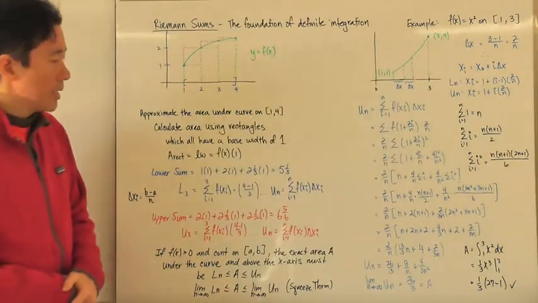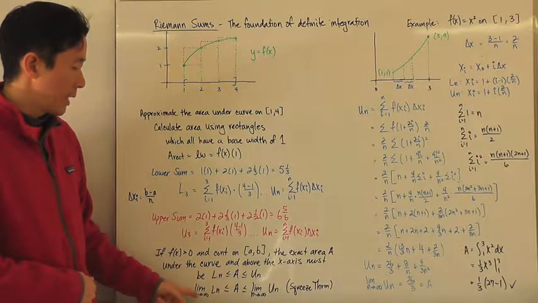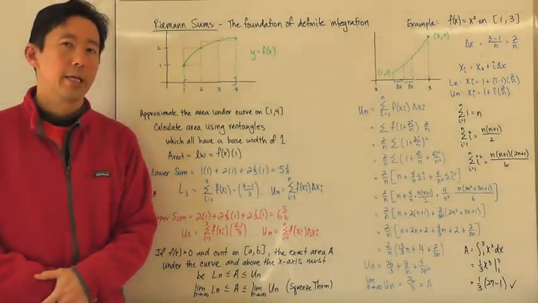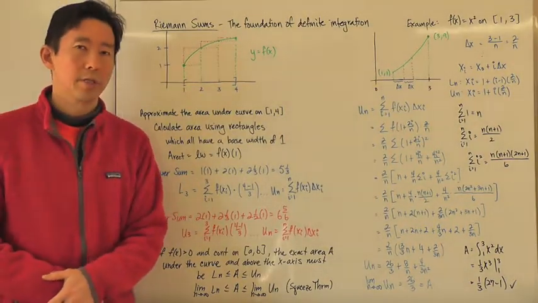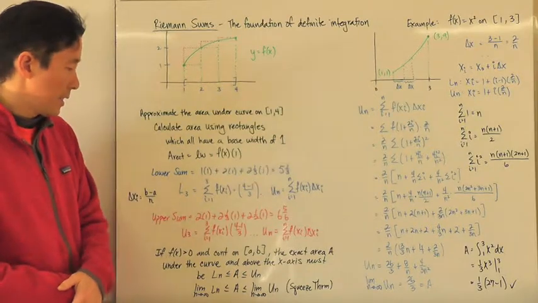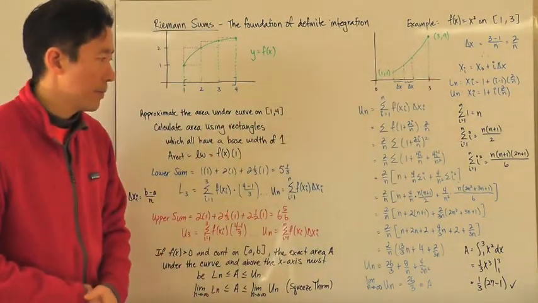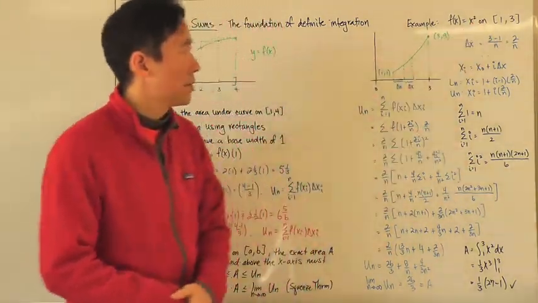So that's going to be a nice application of the squeeze theorem to help us determine that the lower sum and the upper sum will give us the exact area so long as the number of partitions goes to infinity. Now, let's take a look at this particular example here. f of x is equal to x squared on 1 to 3.